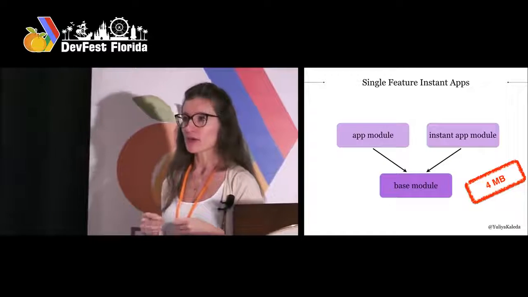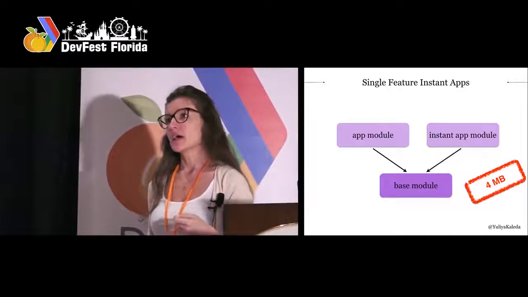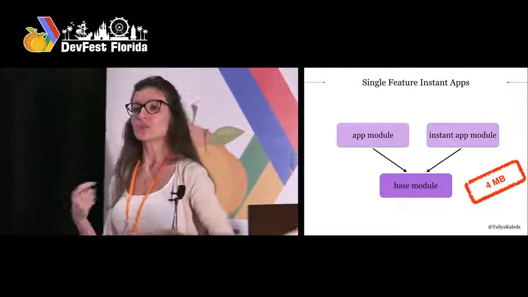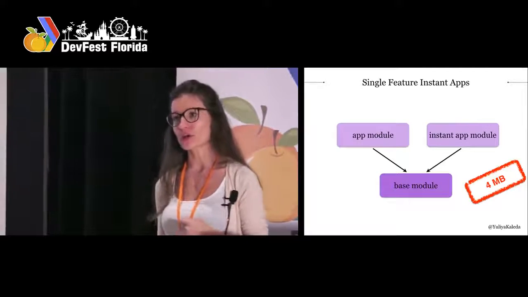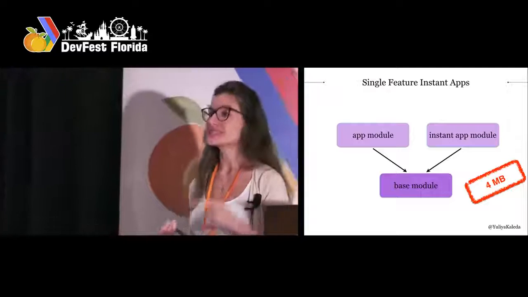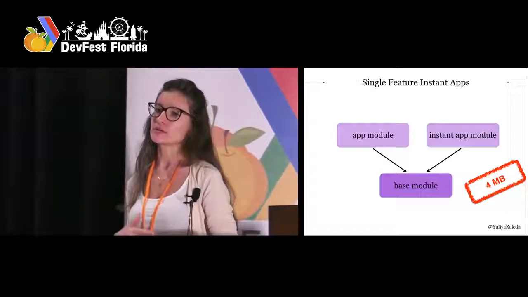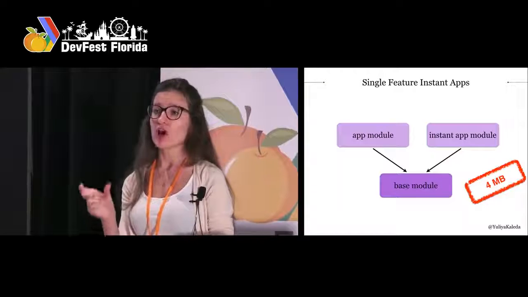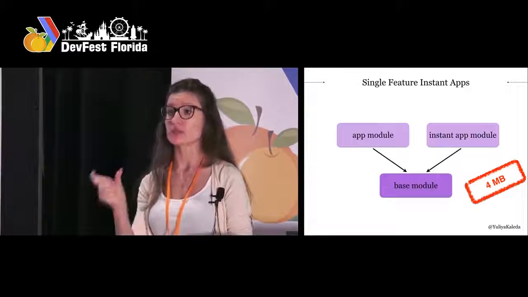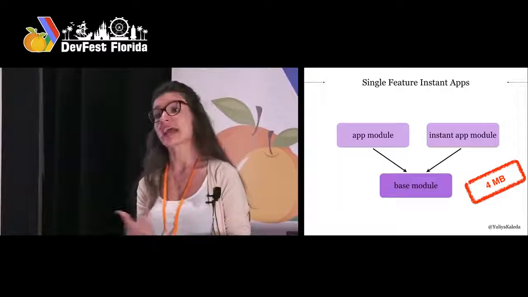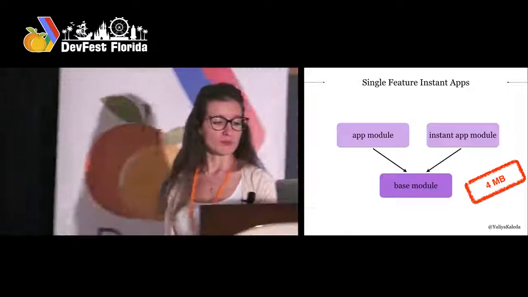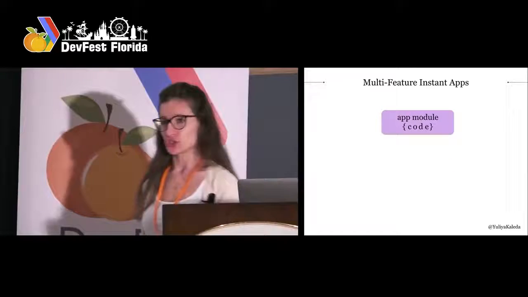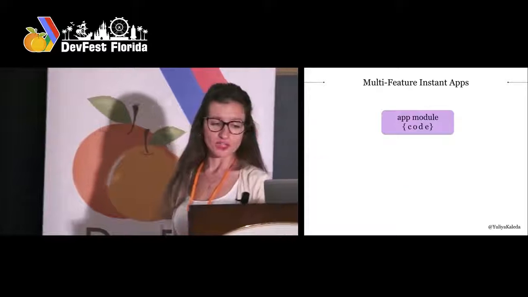So building a single feature instant app is probably a good way to play with instant apps and see how they work. But in the long term, it's not a scalable and not really maintainable way of building instant apps. Because again, there is a really hard constraint of 4 megabyte size limit within the base module, and you cannot add extra modules.